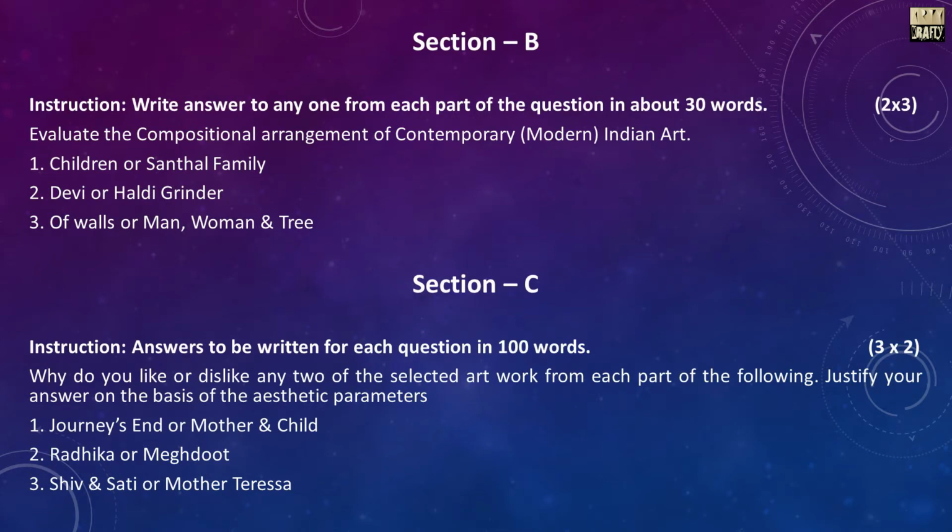Section B comprises 3 questions and you have to answer any one from each part of the question in 30 words. Each question carries 2 marks. There are 3 questions in section C. You have to answer any 2 of the selected artwork from each part in 100 words and each question carries 3 marks.